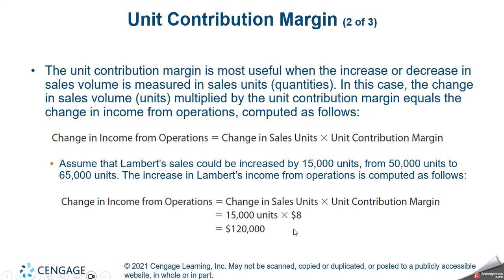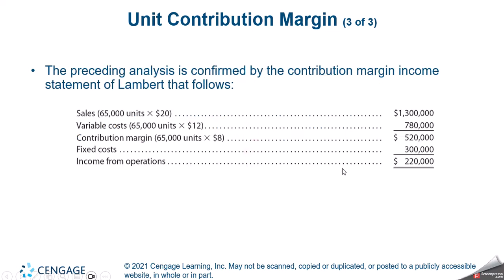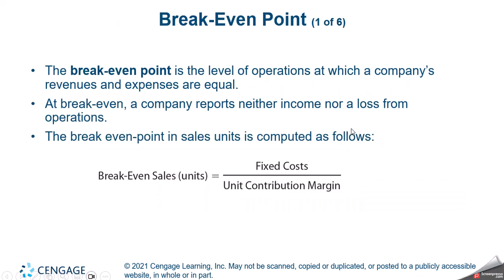This is another way to look at it: if I sell 15,000 more units and I've got a unit contribution margin of $8, my change in income is going to be 120,000. If I've already covered all my fixed expenses, then that just goes straight into my income from operations, which we can see here when you put it into the contribution margin income statement format. You can see that that's how it works out, and then I'll let you look at that example exercise.